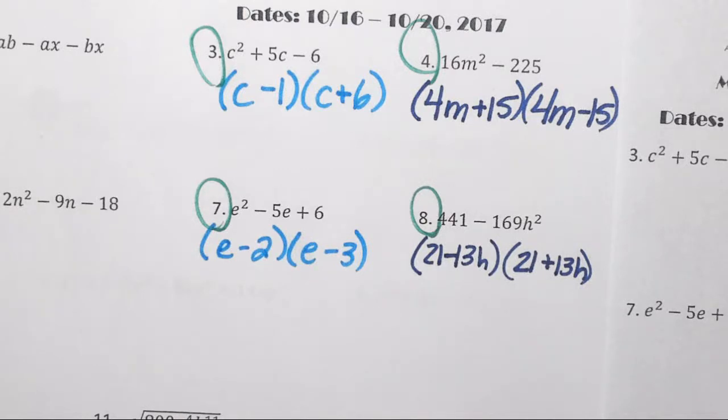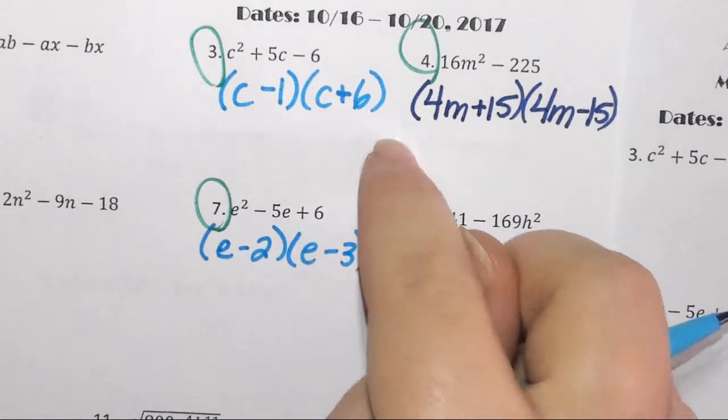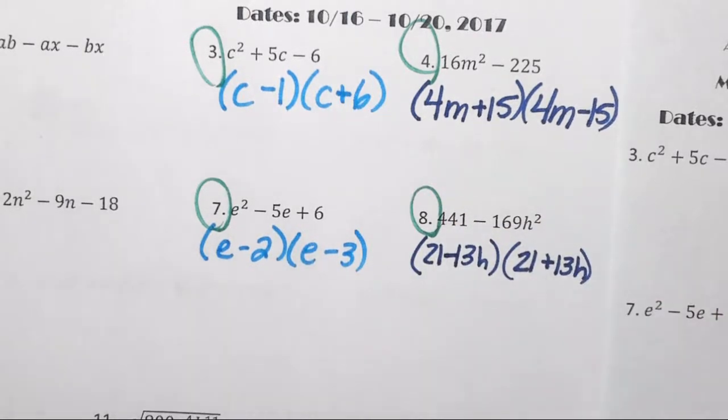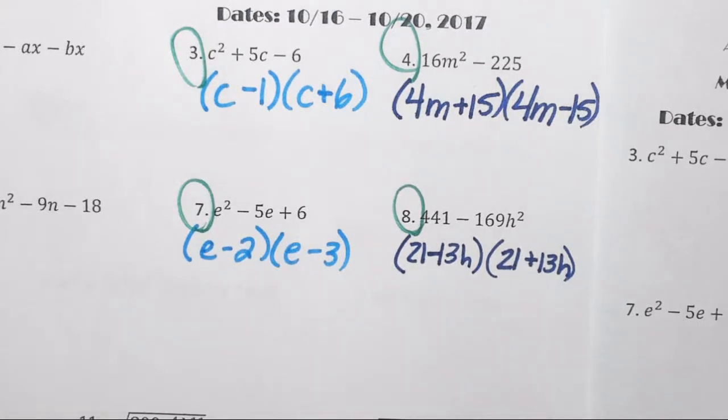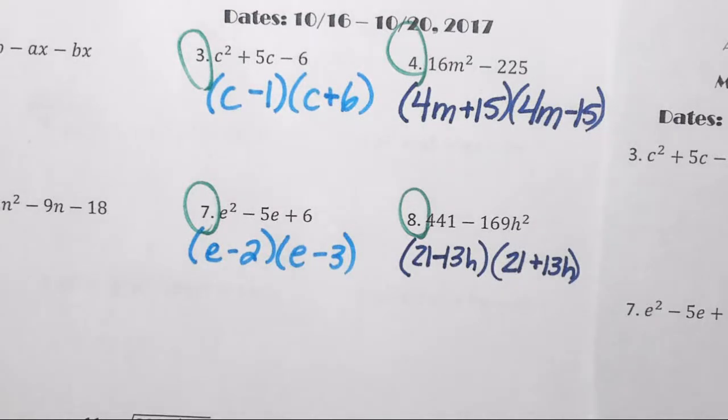That's what he tried to answer on number 3. Literally, the difference between 3 and 7 is just the signs. They both have a 1, a 5, and a 6. It's just that on number 7, it's a negative 5 and a positive 6, whereas on number 3, it's a positive 5 and a negative 6. It's literally just signs. But the signs change the factors.